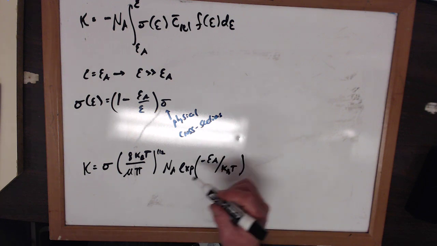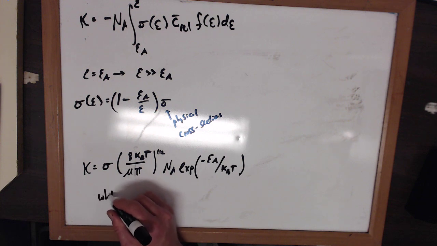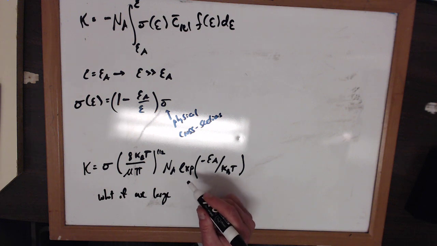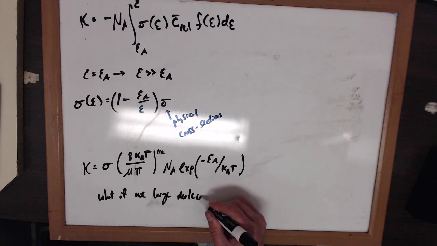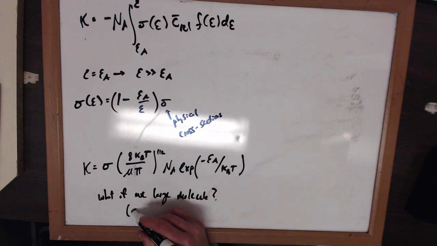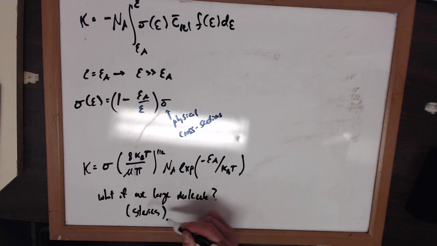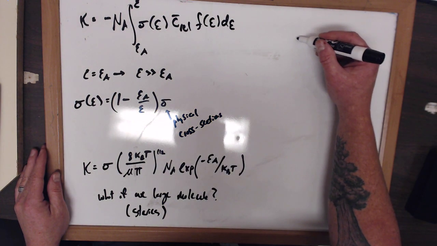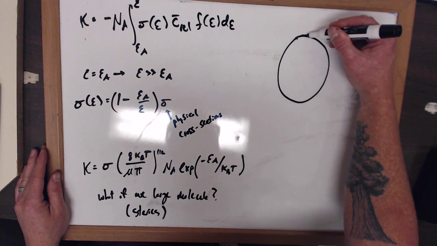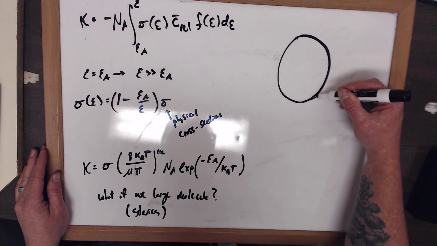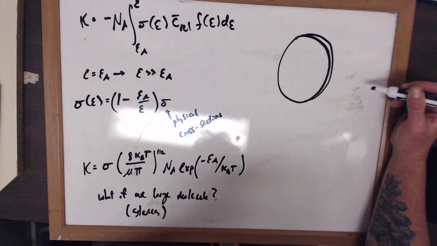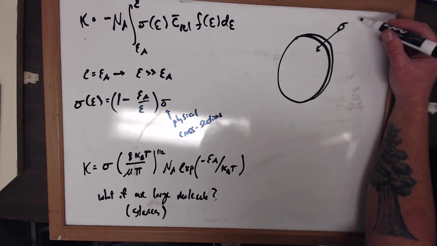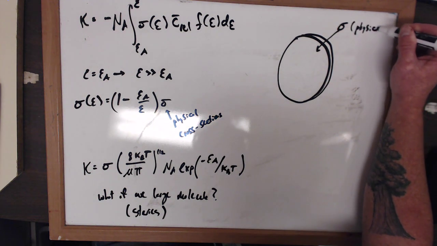However, what if we have a large molecule and the molecule has some kind of sweet spot? We call this sterics, and the idea goes as such. Imagine this is our full physical cross-section, the actual physical size of the molecule. I'll draw this as some flat world cross-section, let's say. I'll call this sigma, and I'll write that as the physical cross-section.